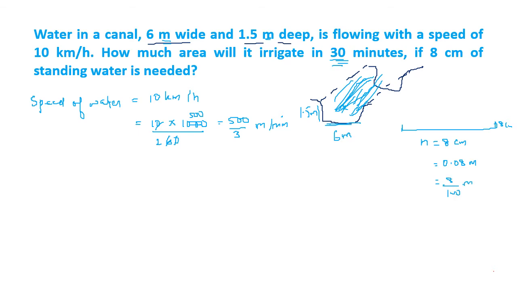We have to find out how much water is needed, so how much area will it irrigate? Water flowing from this canal at this rate will fill up this field. Since the height is given, we have to find out the area of this field. What we'll find out first is the volume of water flowing.